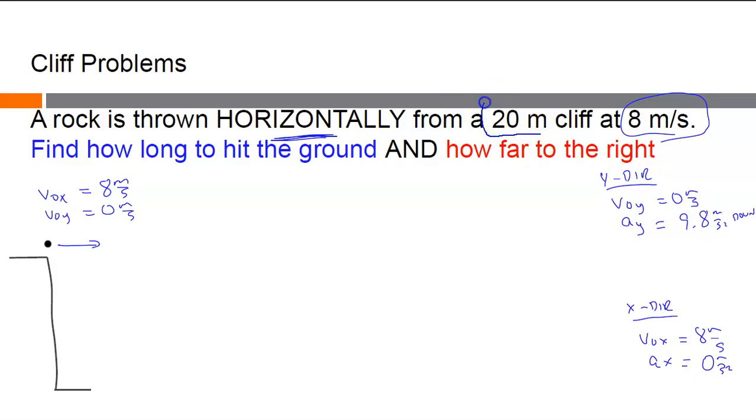That 20-meter cliff is going to be the height of the cliff. I don't know what's going on right there, but let me try to circle that number again. There we go. The cliff's height, the y direction, is 20 meters, and that's down right there. And they had two questions.